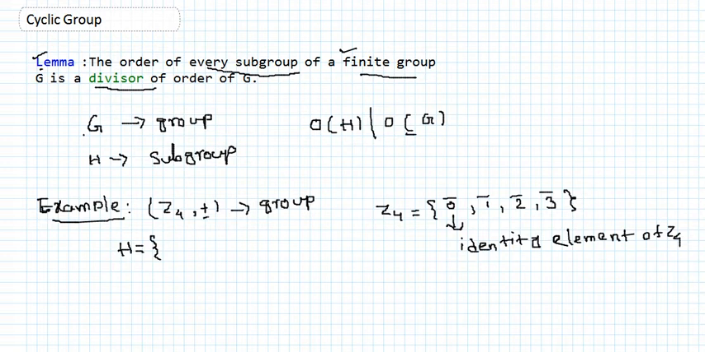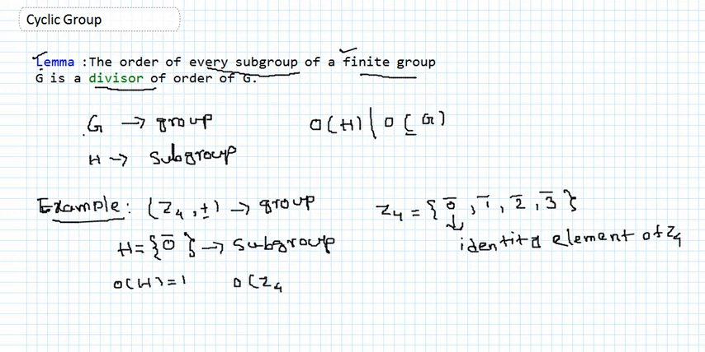Under addition, 0 bar is the identity element. We know that if I take only the identity element, it forms a subgroup of the group, so H is a subgroup of Z4. The result says that the order of H must divide the order of the group. Here the order of H is 1 and the order of Z4 is 4, so for this particular group and subgroup, the result is true. The result says it has to be true for any subgroup of any finite group.